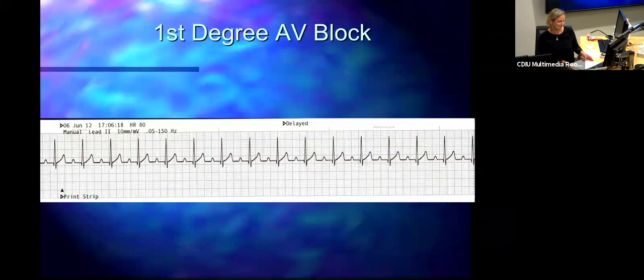No, the PR interval is prolonged. Yeah. More than, and how many? Yeah. More than 200 milliseconds. Okay.